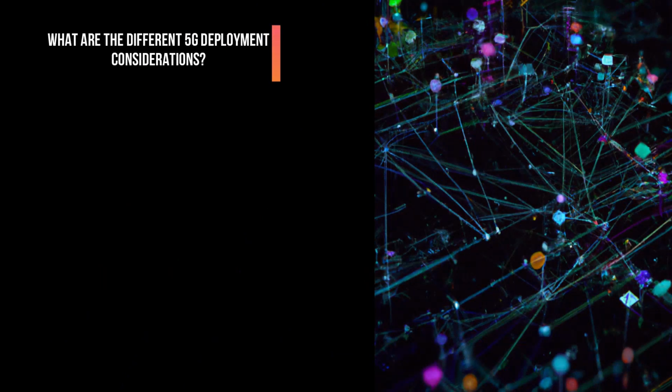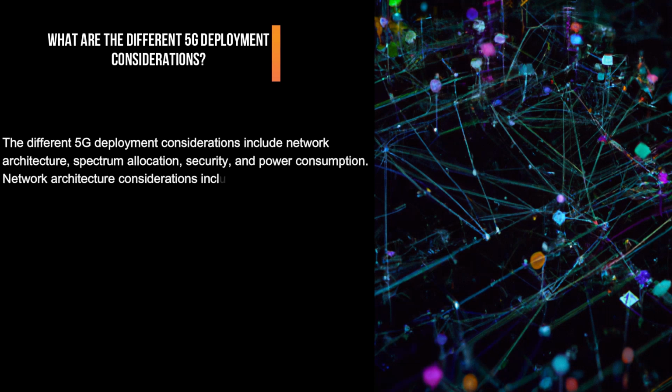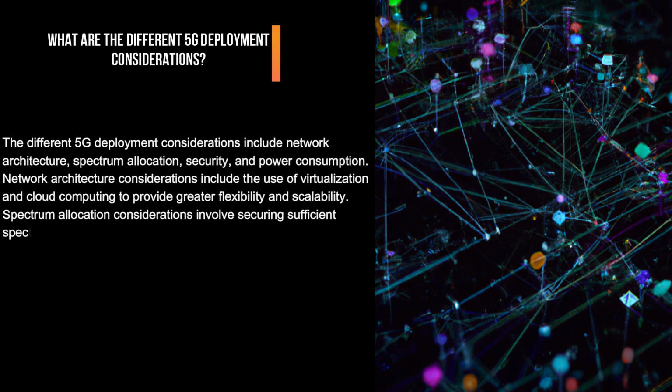What are the different 5G deployment considerations? The different 5G deployment considerations include network architecture, spectrum allocation, security, and power consumption. Network architecture considerations include the use of virtualization and cloud computing to provide greater flexibility and scalability.